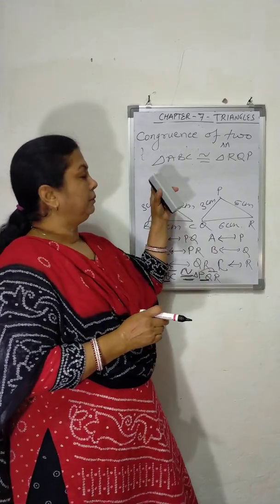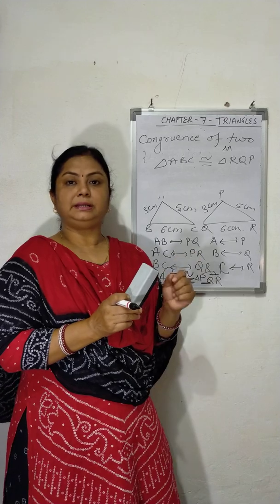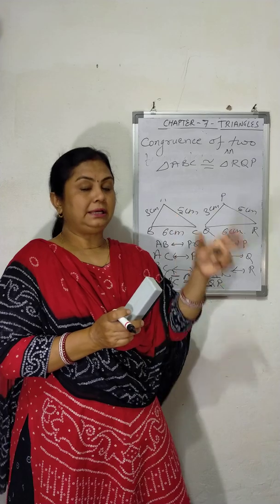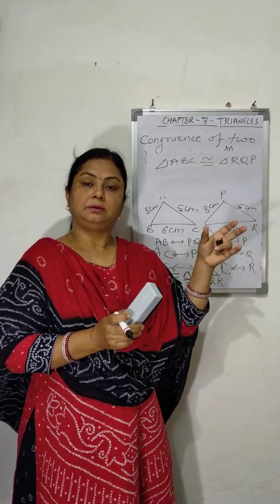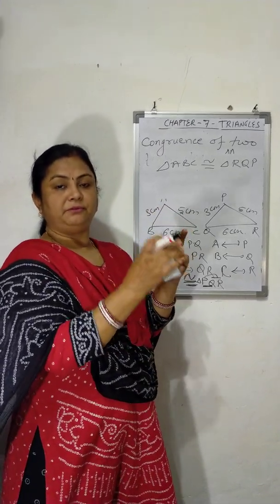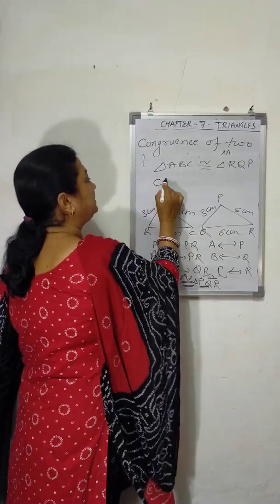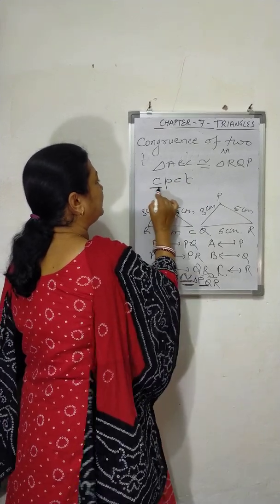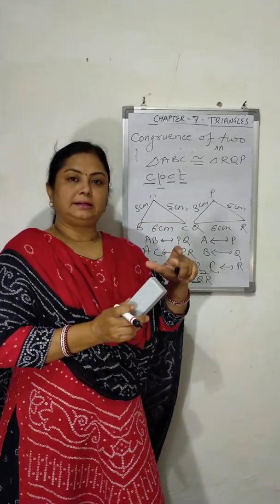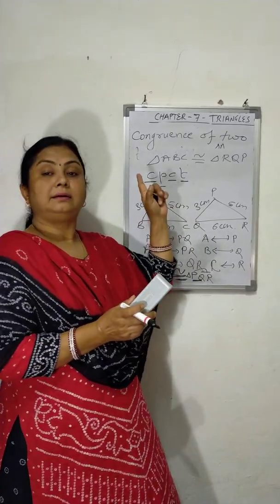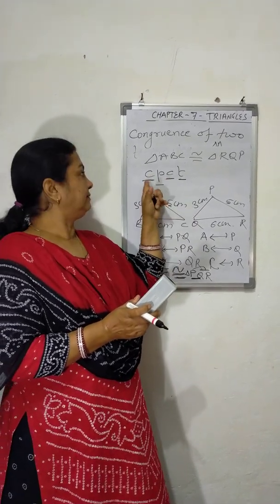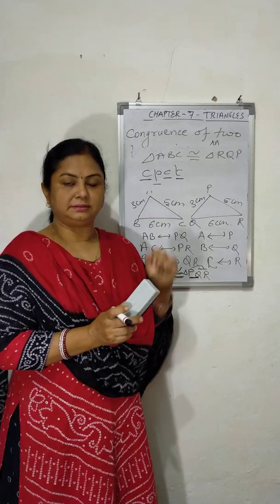And to show two triangles congruent, we need to prove any three parts of one triangle equal to three parts of the other triangle. And the remaining three parts will be equal. That is known as CPCT, that is, corresponding parts of congruent triangles. If two triangles are congruent, then their remaining parts will be equal by CPCT. Okay?